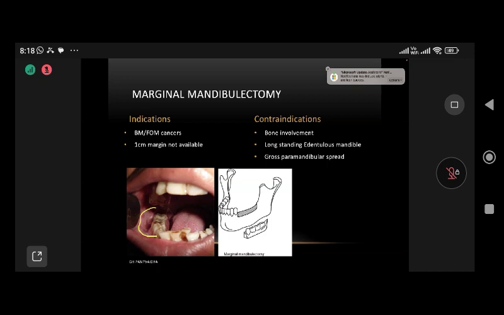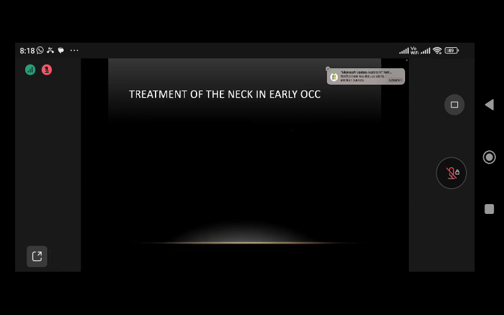So if you have soft tissue that's seen at the side of the mandible, then it's difficult to cut through this mandible when you have a soft tissue sitting on it. And in those cases, you don't perform a marginal mandibulectomy. Now, those were the primary resections. Now, coming to the neck dissections in early oral cancers.